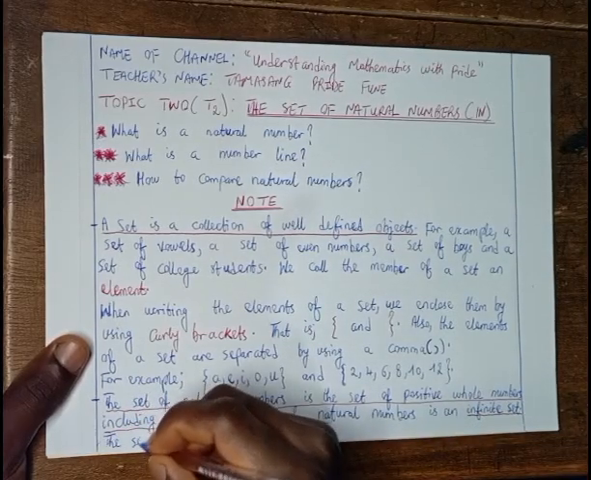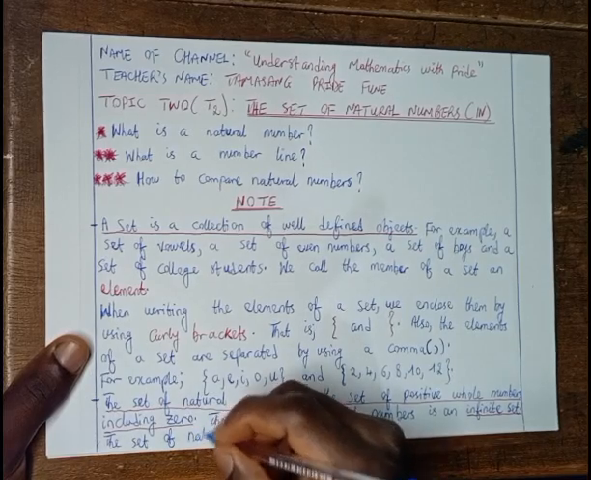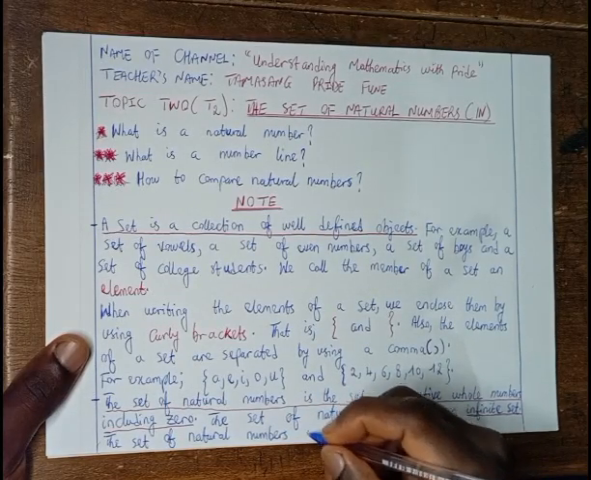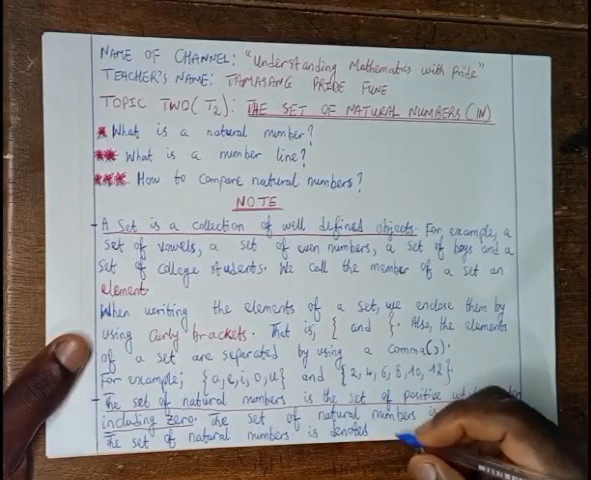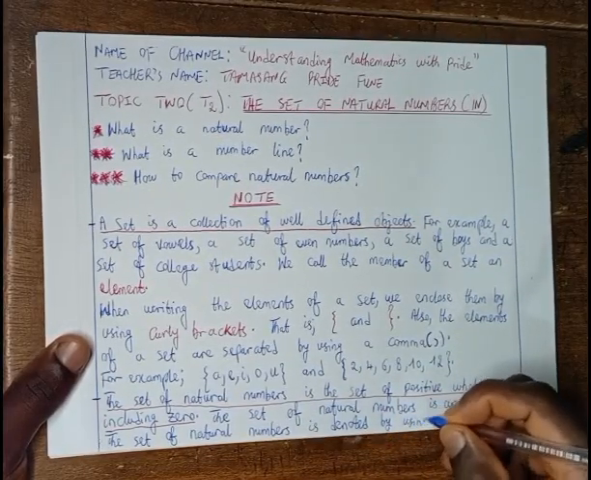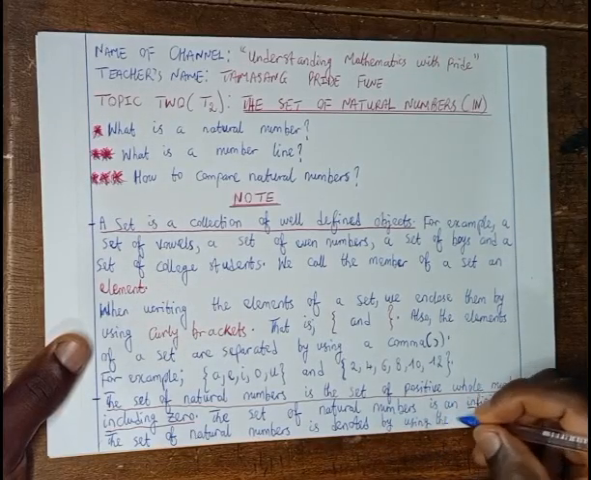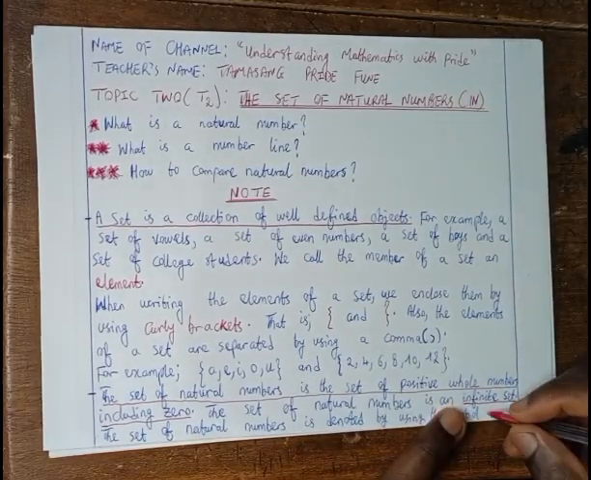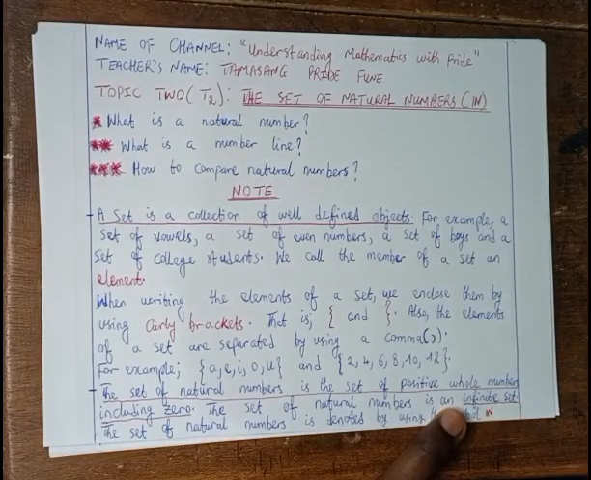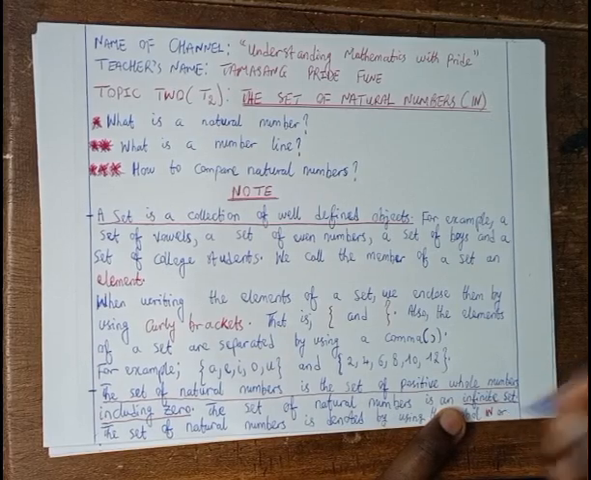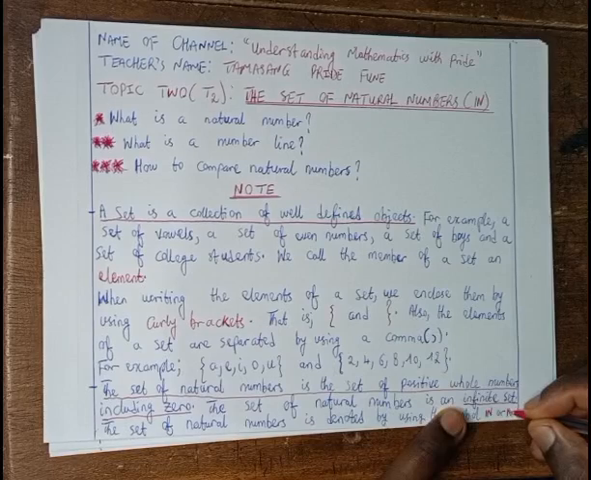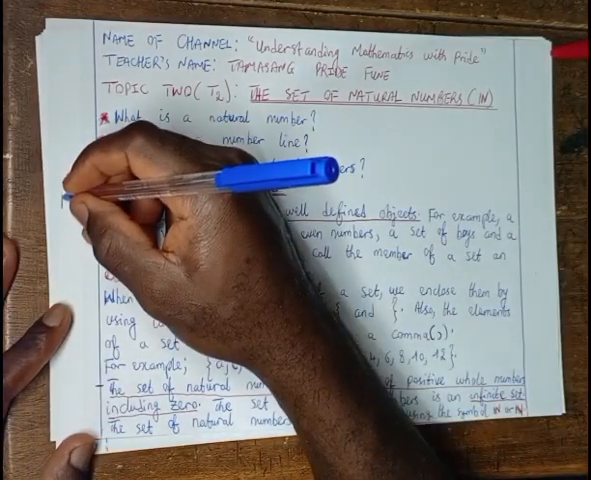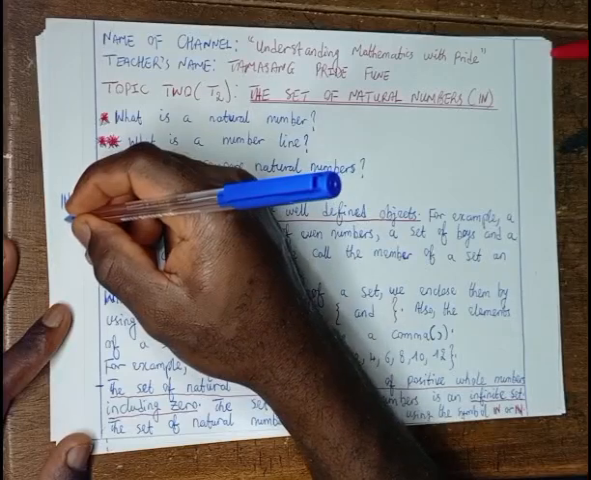Next, the set of natural numbers is denoted by using the symbol. So when you see this symbol in brackets here, know that it is a set of natural numbers, or in other cases it is represented as such, or this symbol. So if you see any of them, it is for the set of natural numbers, something as such, or as such.